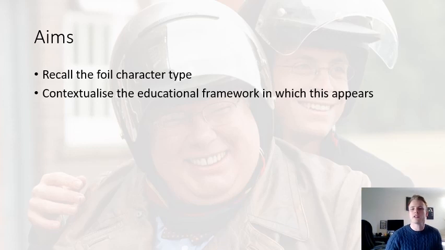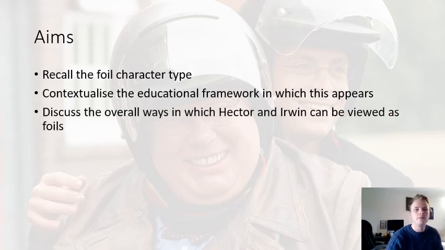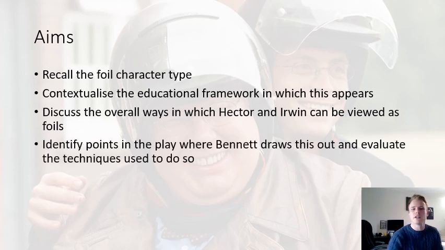We want to contextualize the educational framework in which this foil character system appears. So, what do Erwin and Hector represent in terms of different educational styles? Then we're moving into the ways they can be interpreted as foil characters, and starting to identify points in the play where Bennett draws this out, and thinking about the techniques he uses to do this. Okay.